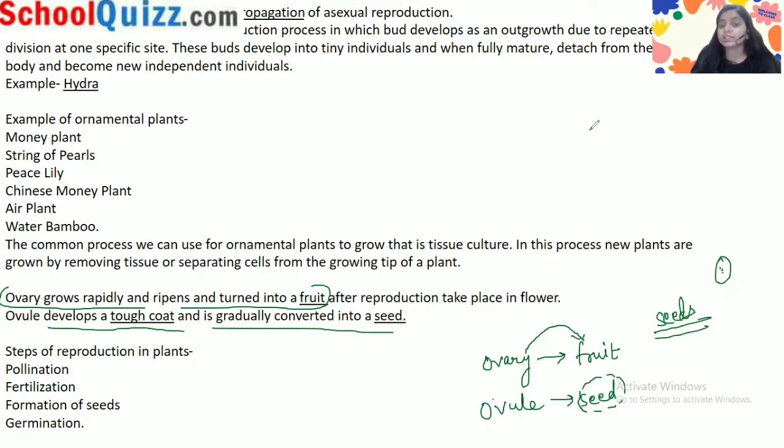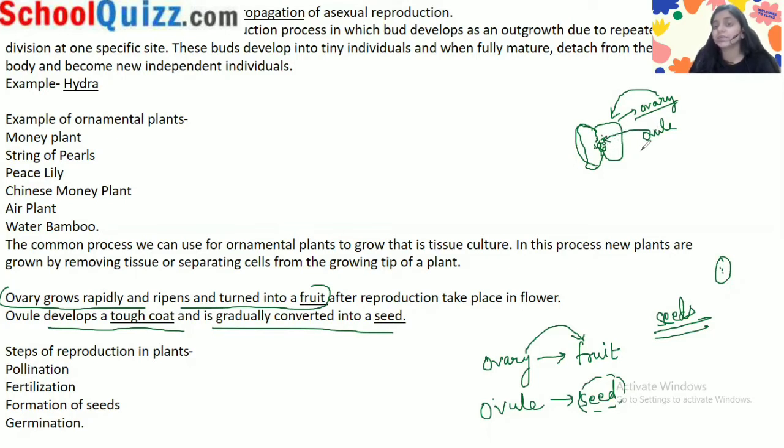Let's take the example of the apple. If we cut an apple, we find some seeds inside. The whole fruit is the part of the ovary, okay? Because the ovary is turning into a fruit, and the seeds we find in the fruit are the ovules, the female egg cells, turning into seeds with a tough coat around them, right? So this is the ovule.